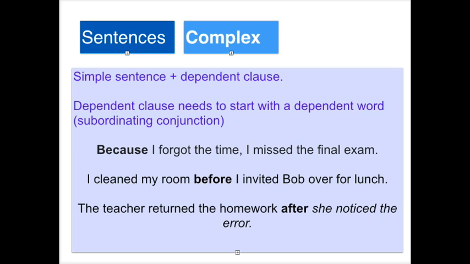The teacher returned the homework after she noticed the error. Again, you have your dependent word here, the subordinating conjunction, and this is your dependent clause, after she noticed the error. The independent clause that makes sense on its own is, the teacher returned the homework. This information here just gives extra information about when she gave the homework.